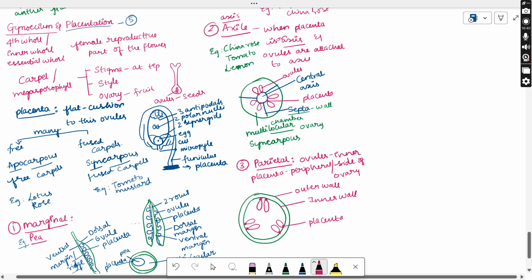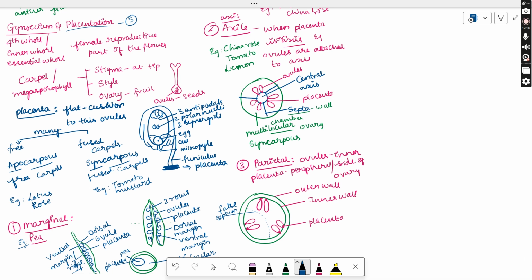So there is a special feature for this parietal placentation. Usually there are no divisions or septum in this, so the whole ovary looks like a single chamber. But here the ovary in the initial stage is of one chamber, and slowly one more false type of septum will be developed. This false septum gives the appearance that the ovary contains chambers. It divides the ovary into chambers, so the initially one chambered ovary becomes a two chambered ovary due to the formation of this false septum.